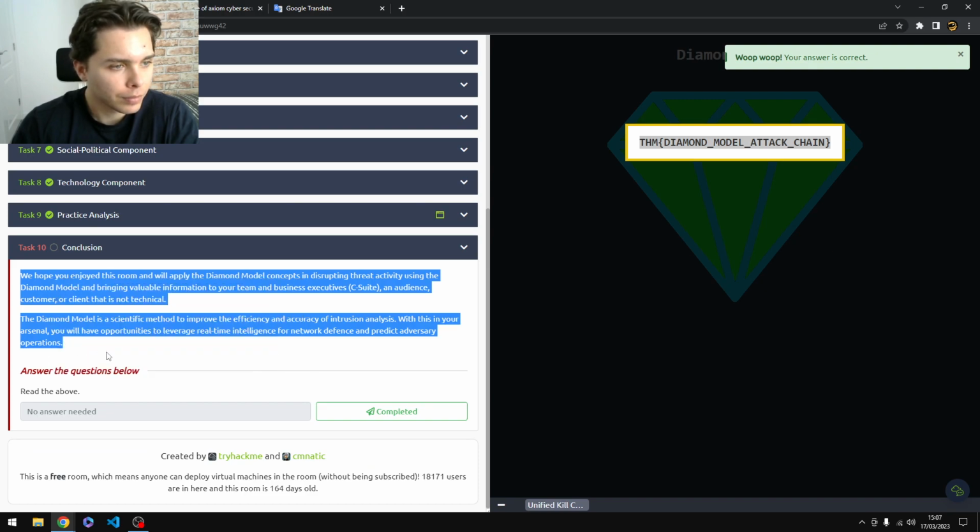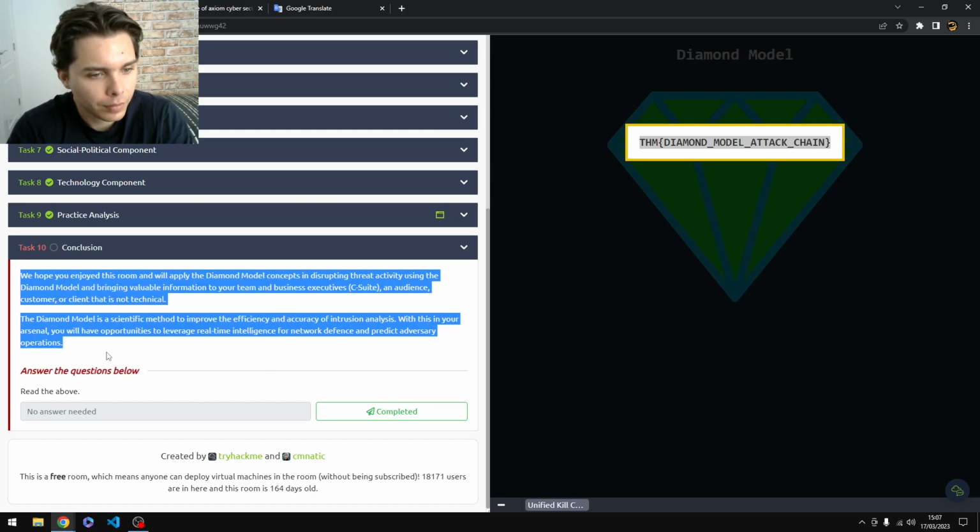We hope you enjoyed this room and will apply the diamond model concepts in disrupting threat activity, bringing valuable information to your team and business executives, C-suite, an audience, customer, or client that is not technical. The diamond model is a scientific method to improve the efficiency and accuracy of intrusion analysis. With this in your arsenal, you will have opportunities to leverage real-time intelligence for network defense and predict adversary operations.